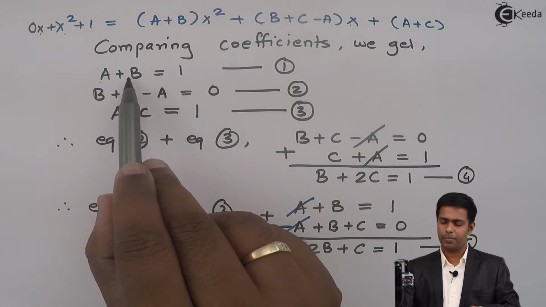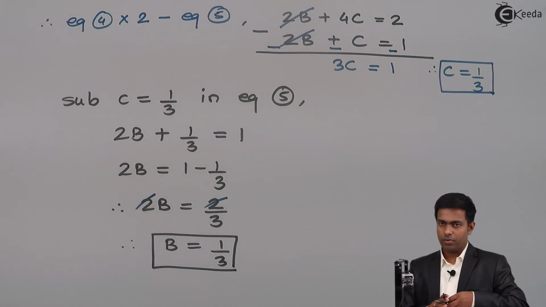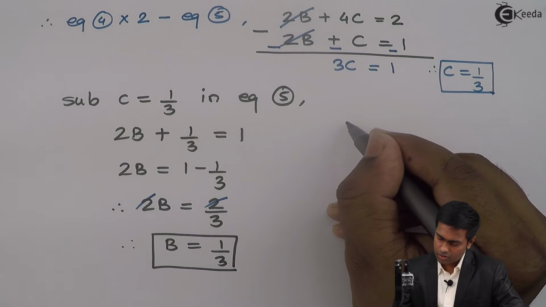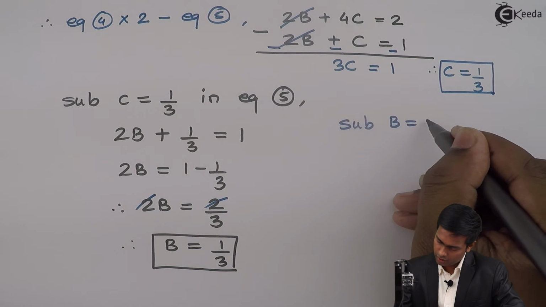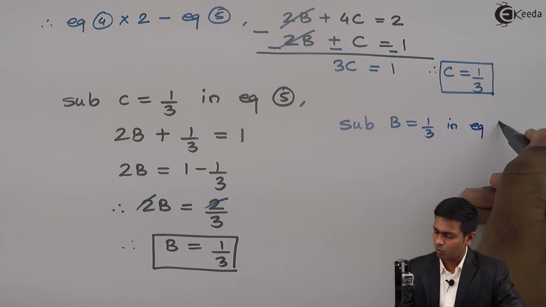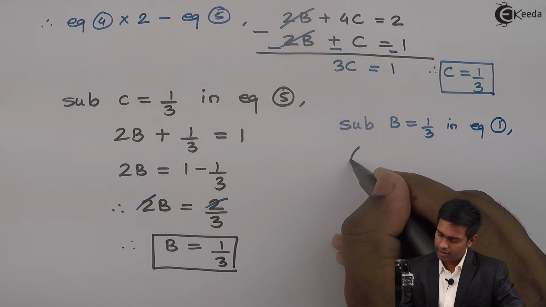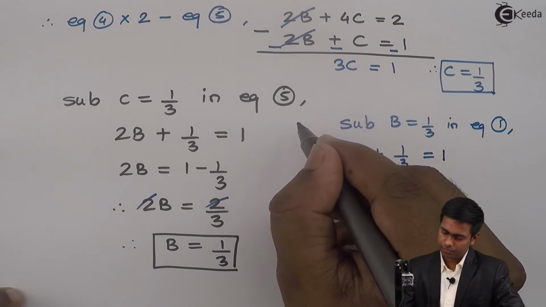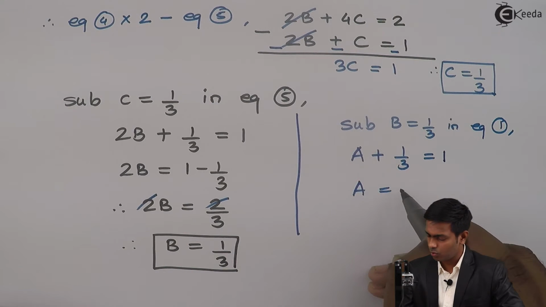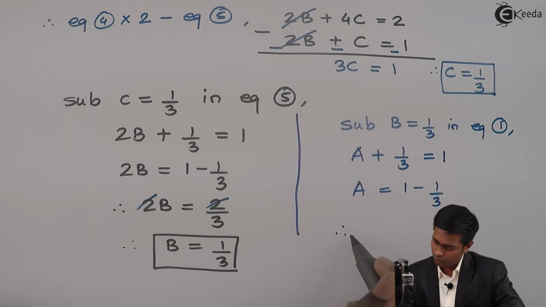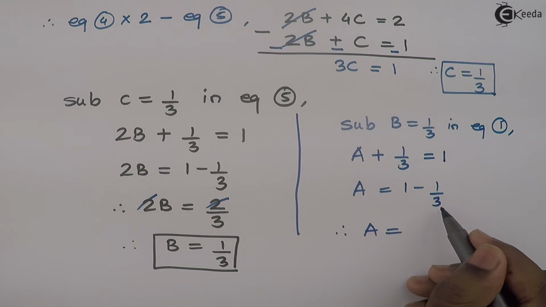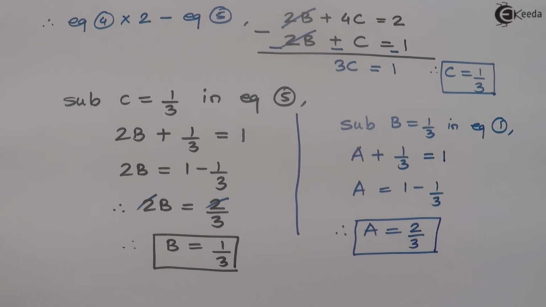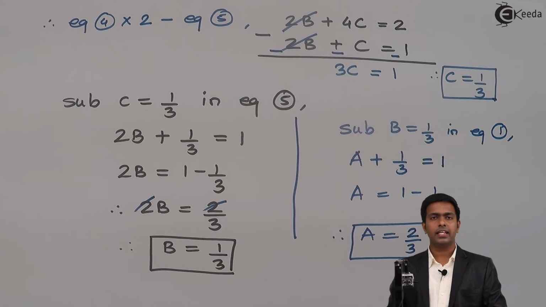So equation number 1 is A plus B equal to 1. By substituting B equal to 1 by 3 in equation number 1, we will get A plus 1 by 3 equal to 1. So A is equal to 1 minus 1 by 3, and therefore A is equal to 3 into 1, that is 3 minus 1, that is 2 by 3. So we got value of A as 2 by 3.